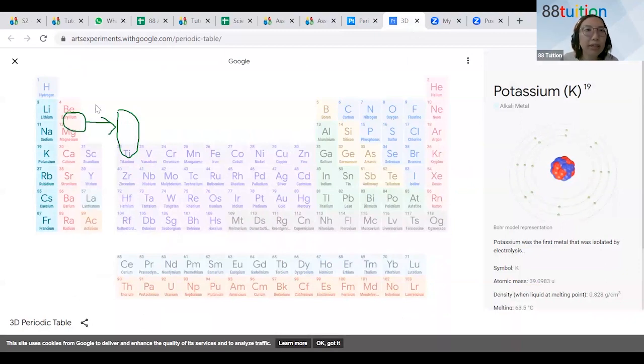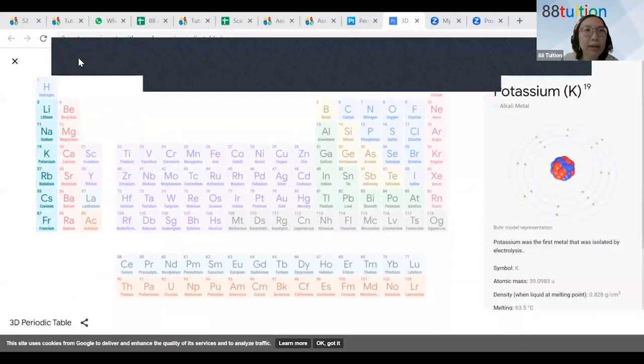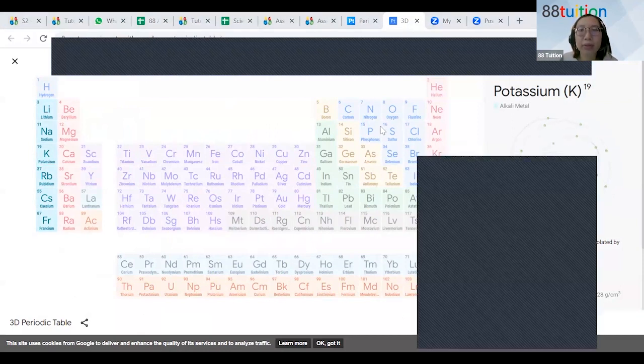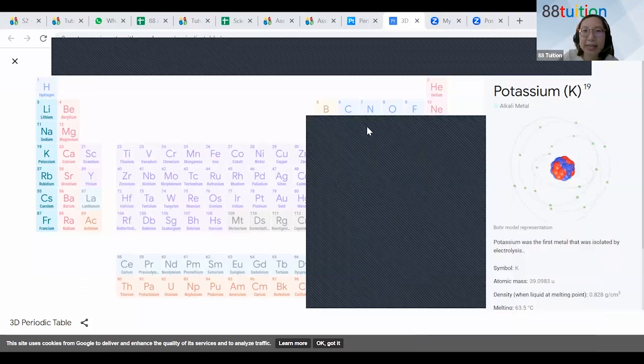Next, this is another periodic table. Let me clear. Okay, this. So for example, let's say I click on potassium. This is how the electrons will be spinning around the center nucleus. So this is the center nucleus. Can you type in the chat, what are the small particles inside the center nucleus? Everyone type into the chat. What particles are found inside the center nucleus?